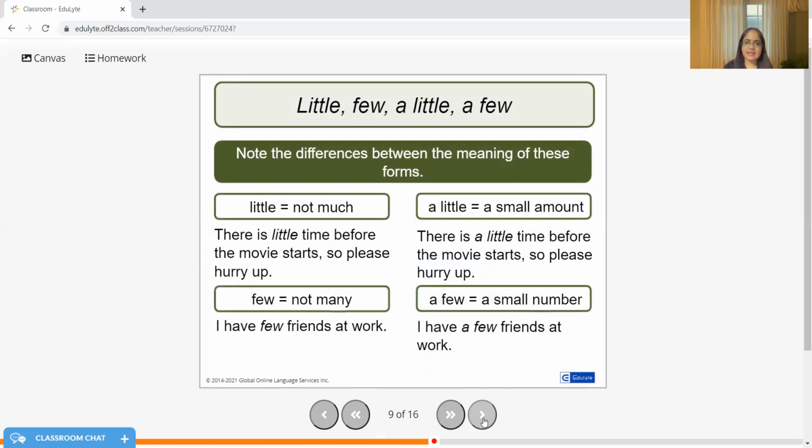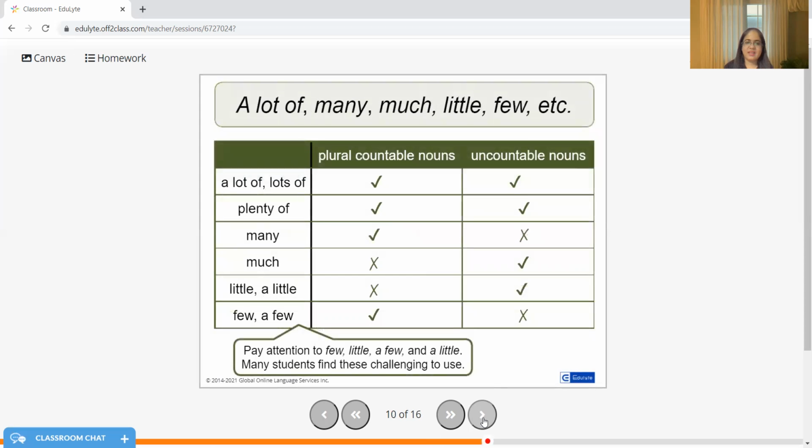So little can be related to not much. A little refers to a small amount of the noun. Few refers to not many. And a few refers to a small number. So like this, the meaning is also changing when I am using a little or a few. This is a very helpful chart that can make you understand which quantifier is used with what kind of noun. Is it countable, uncountable, plural, or maybe singular?